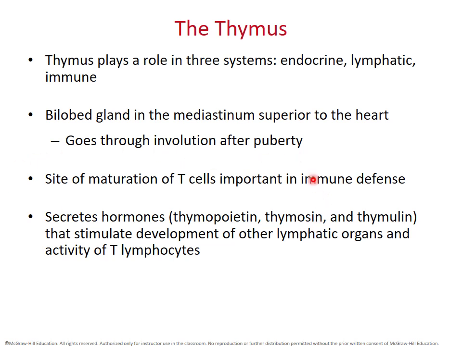But while it's functional, it is important in the immune system because it is the place where undifferentiated lymphocytes go to become T cells. And T cells are a kind of lymphocyte, a T lymphocyte, and they're called T cells because of this need to mature in the thymus of the body. To promote this differentiation, the thymus releases several hormones: thymopoietin, thymosin, thymulin. These are all hormones that stimulate immature lymphocytes to become T cells.